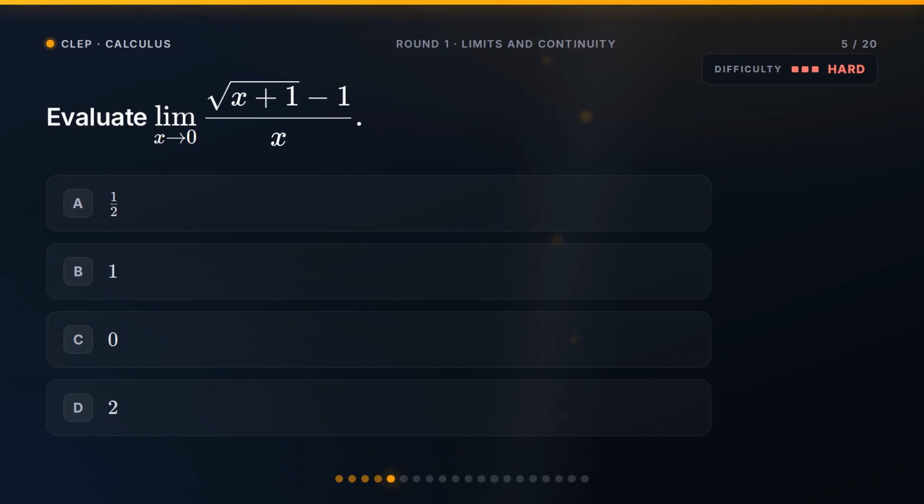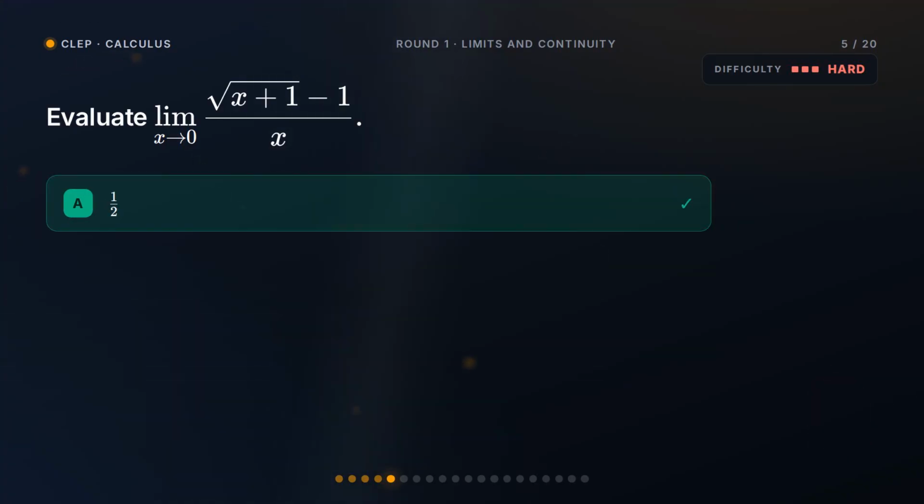Question 5. Find the limit as x approaches 0 of the square root of x plus 1 minus 1 all over x. A, 1/2. B, 1. C, 0. D, 2. The answer is A, 1/2.